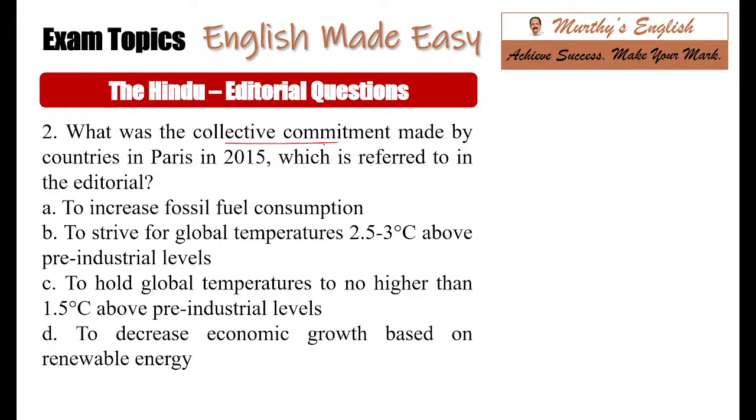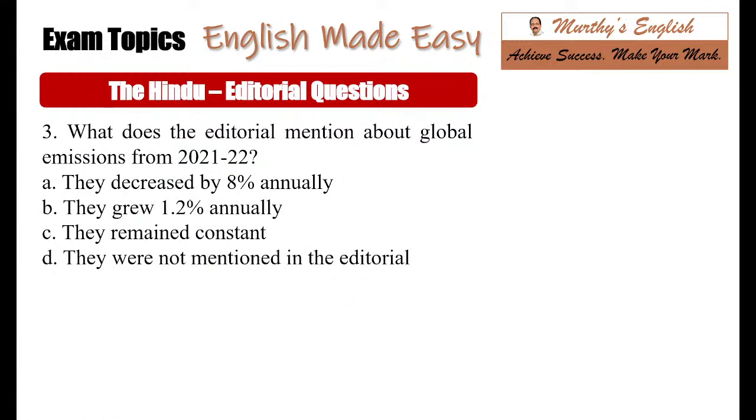What was the collective commitment made by countries in Paris in 2015, which is referred to in the editorial? To increase fossil fuel consumption, to strive for global temperatures 2.5 to 3 degrees Celsius above pre-industrial levels, to hold global temperatures to no higher than 1.5 degrees Celsius above pre-industrial levels, or to decrease economic growth based on renewable energy. Does not make any sense. So what is the answer? C is the answer. Second question also C.